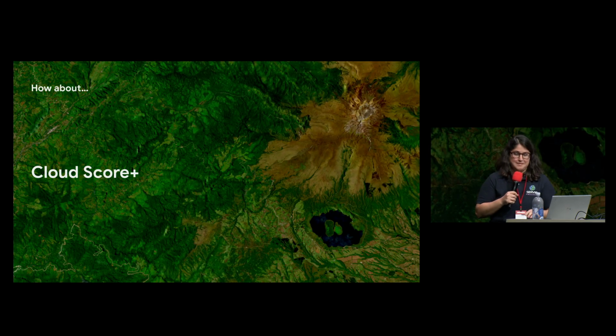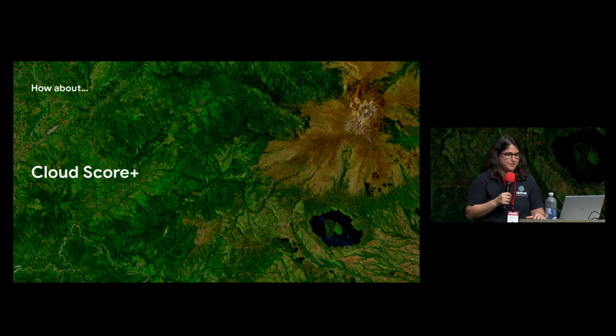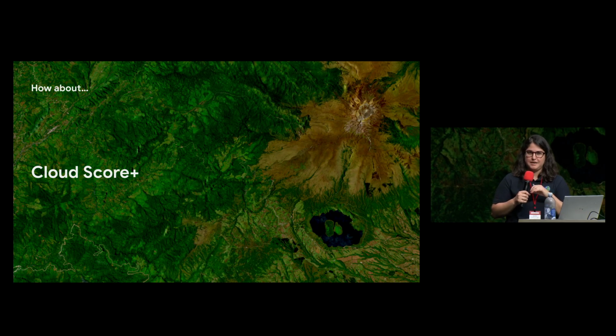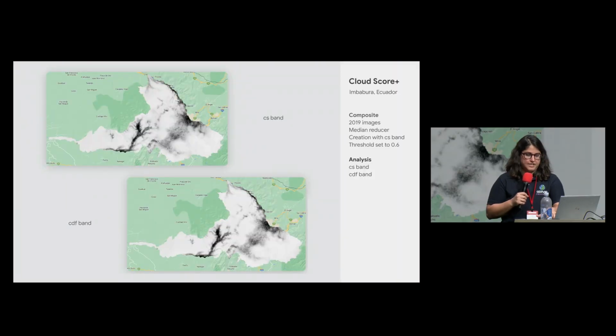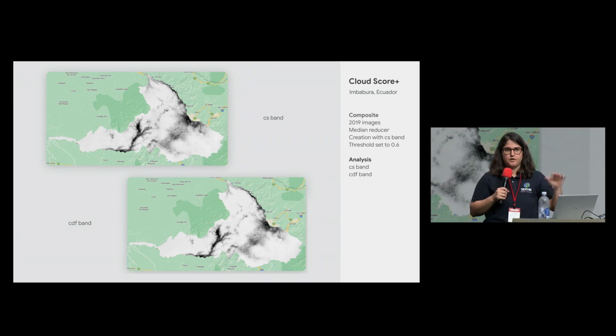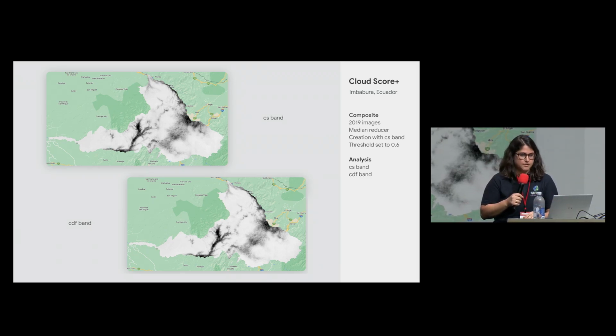So when I heard about CloudScore Plus through the GDE program, and I signed up to be one of the testers, the first time I looked over the composites created for Imbabura, I was impressed. It was mind-blowing to see the results of the CloudScore Plus output here. And I generated, again, composites for 2019. I used the median reducer. I've been using the median reducer for all of the satellite inputs used here.